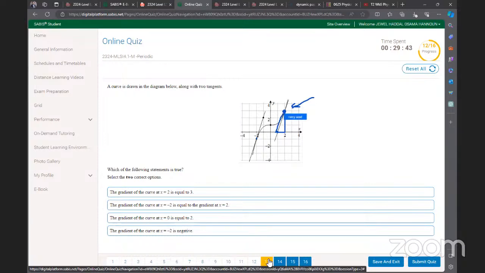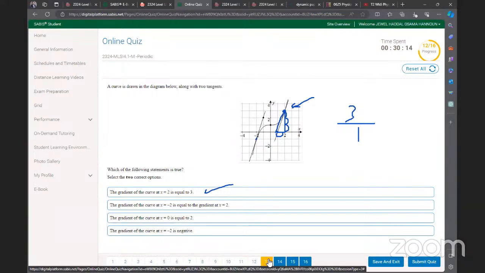Okay, and let's make sure that each block represents 1. Okay, and it's already representing 1. Okay, 1, 2, 3. Okay, 3 over 1. So the slope is 3. Yeah, this one is right. Okay, the gradient of the curve at x equal -2. Yeah, this one. Its gradient, which is a slope, is equal to the gradient at x equal to.